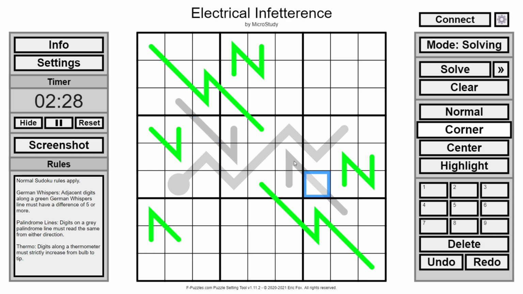Same with this gray line over here. It can be read the same backwards and forwards, so these two are the same, and these two are the same. Then the thermo, digits along the thermo must increase away from the bulb, which is the circle. So if this was a 3, this would have to be less than a 3, this would have to be greater than a 3. This would have to be something like that. And of course, that would be the case for every segment along there.